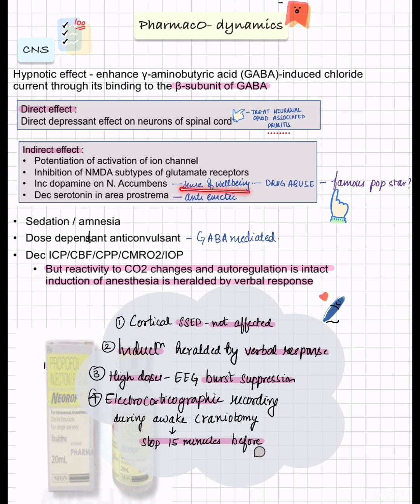How does it cause a sense of well-being? It increases the dopamine in the nucleus accumbens, and it has an anti-emetic effect by decreasing the serotonin in the area postrema. It causes sedation and amnesia and a dose-dependent anticonvulsant effect.